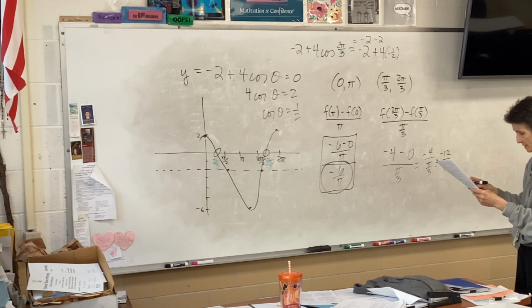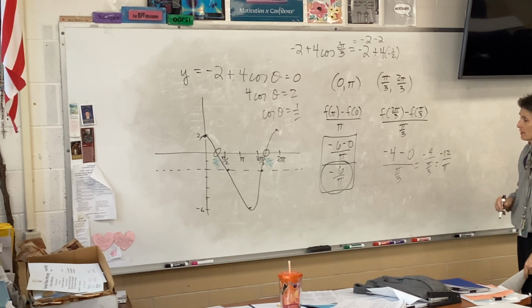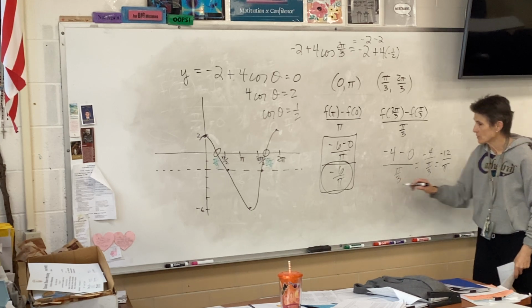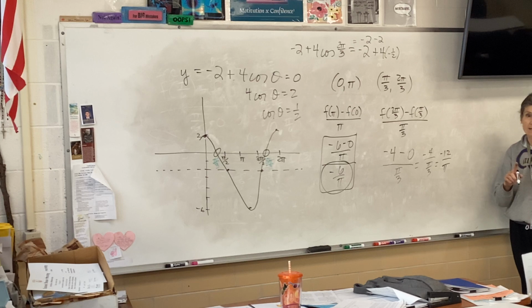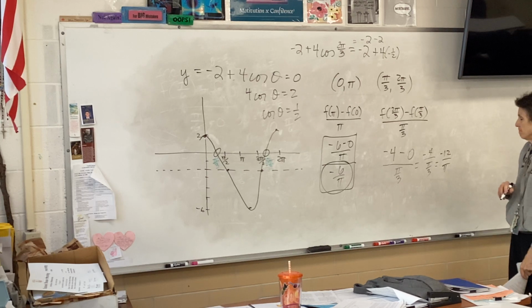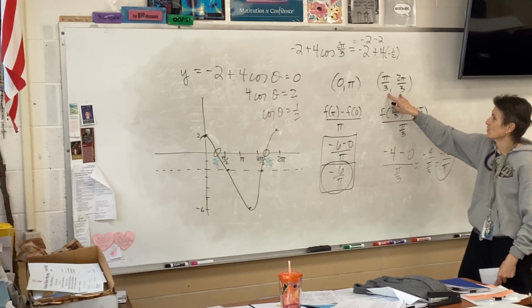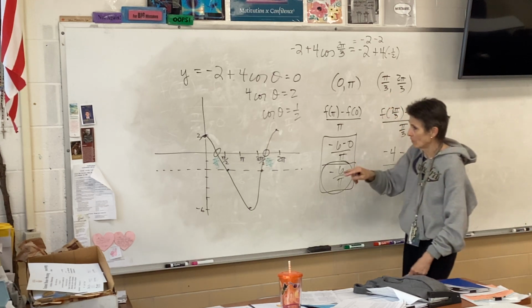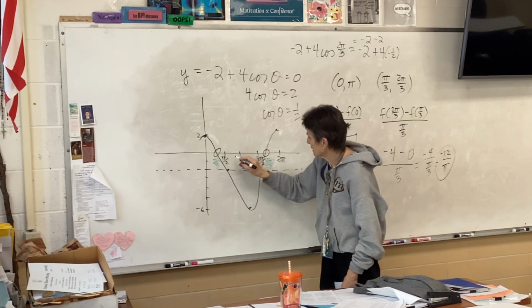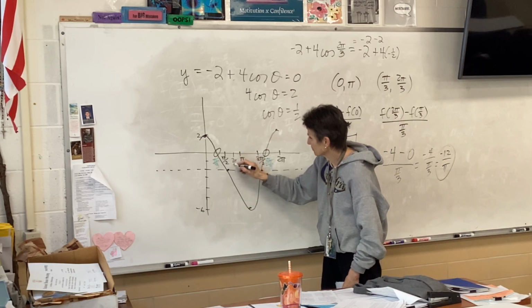The question was, which one is faster? Which one is bigger? Well, which one of these two numbers is bigger? I'm talking magnitude-wise. So it looks like that one. So we're changing faster in that little interval from pi over 3 to 2 pi over 3.